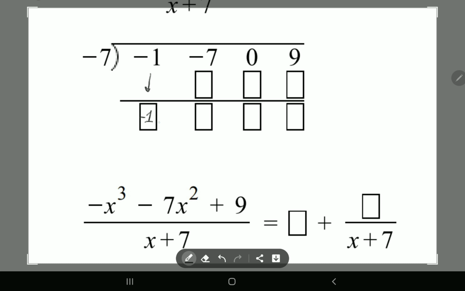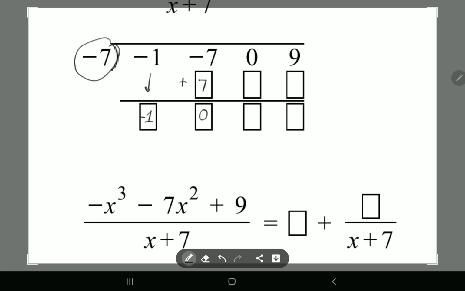Now, once you bring down that term, you're going to multiply the term you just brought down with the 0 of your divisor. So negative 1 times negative 7 is going to be positive 7. You're going to put the positive 7 here. Unlike long division, when we subtract, we're going to do the opposite in this case. We're going to add. Remember, you're adding, you're combining. Negative 7 plus positive 7 is 0. You owe your bank $7, you pay them back all their money, you owe them nothing.